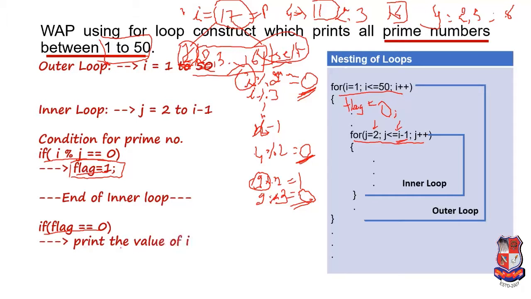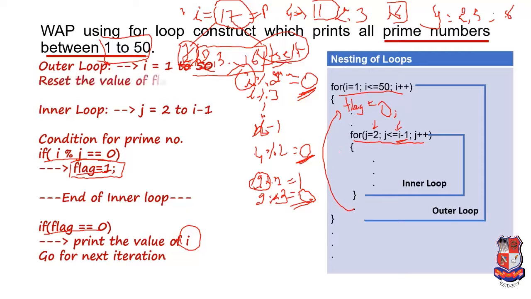So we'll print the value of i over here, because we have to print prime numbers between 1 to 50. After that we have to go to the next iteration. From here we go for the next iteration, and in the next iteration the value of i will be increased.